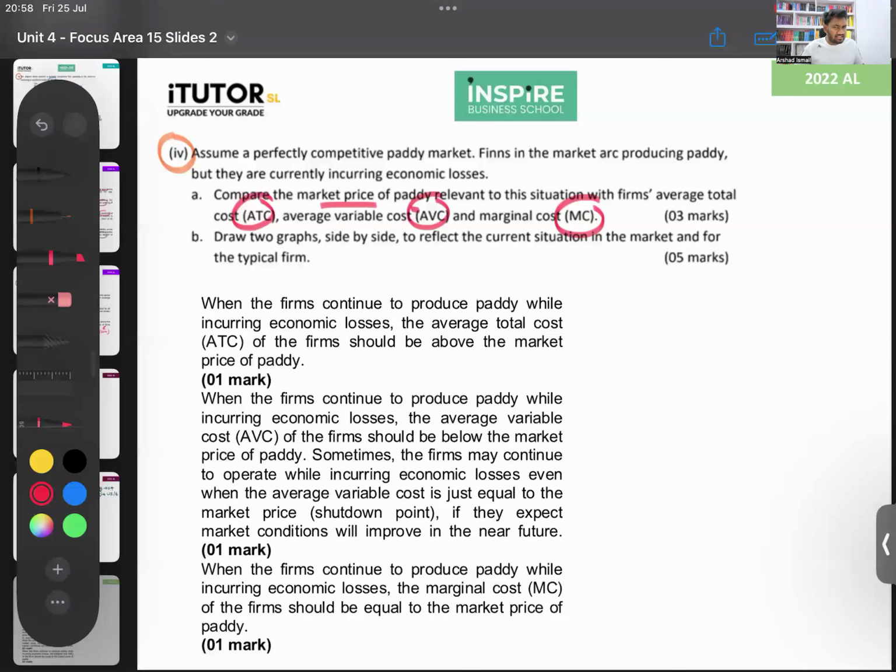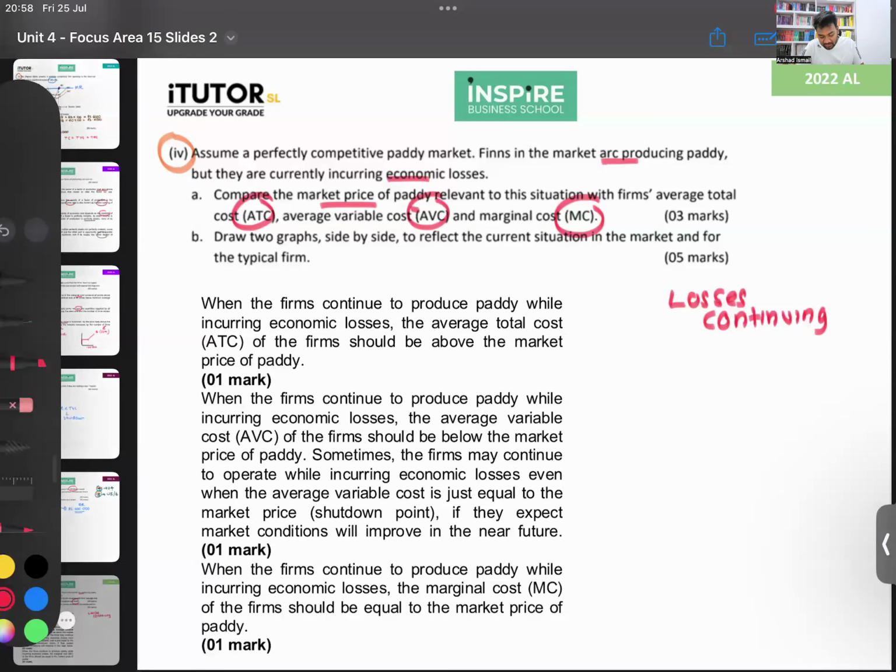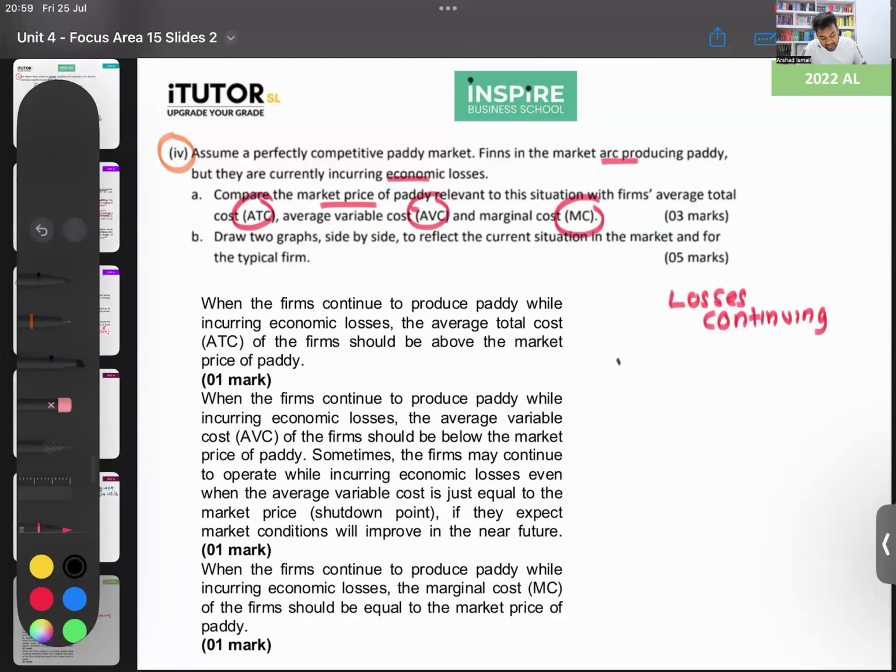Can you all quickly give me answers? We did this before, a couple of weeks ago. Firm is producing paddy, but even though they are making losses, they are still continuing production. They are making losses, but they are continuing. So what can you tell about the price and the average total cost?